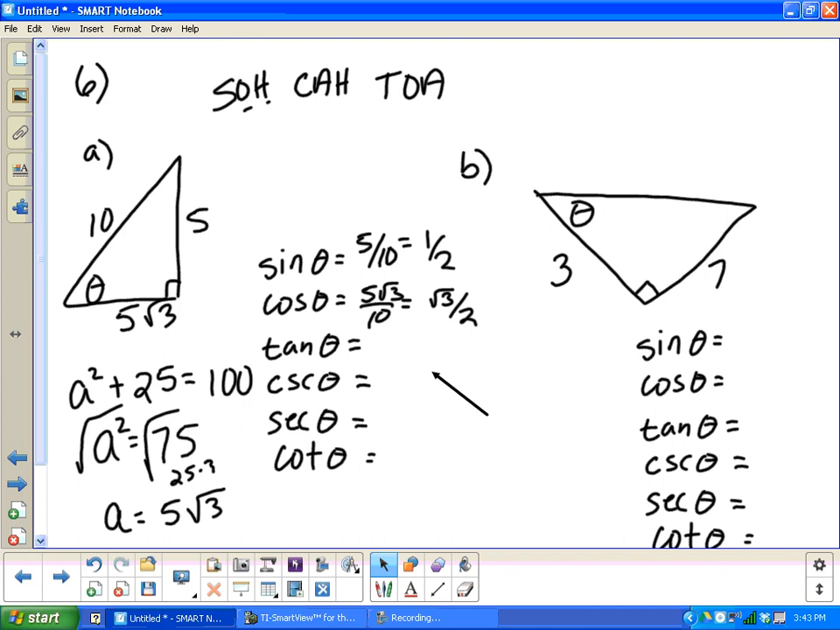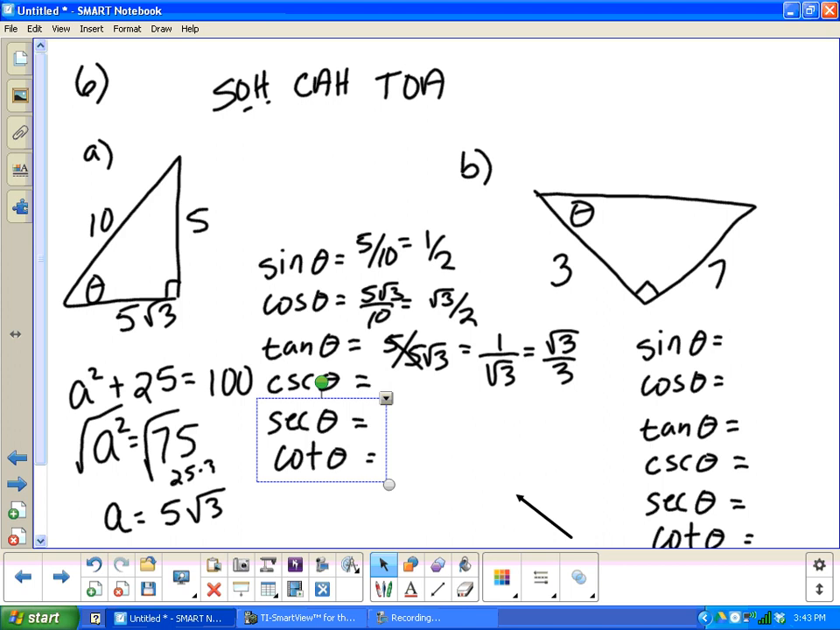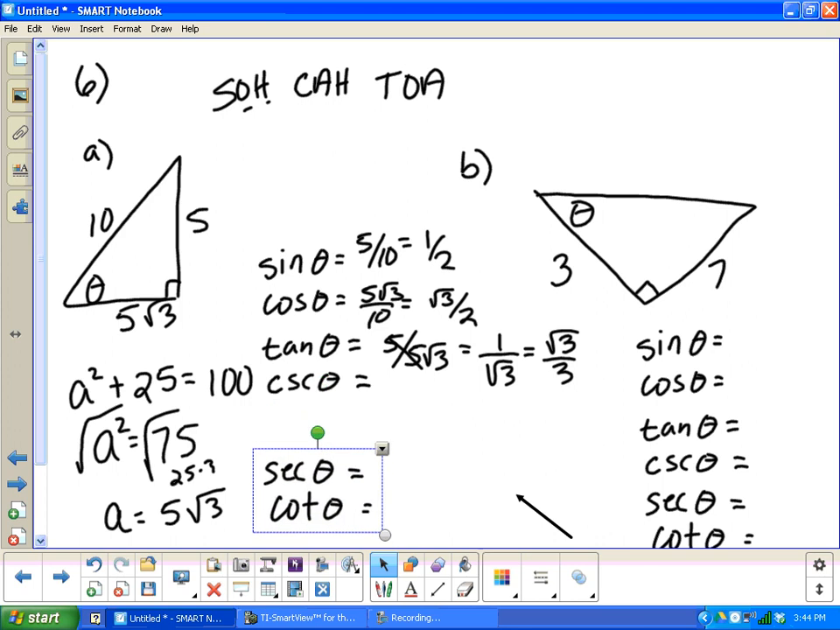And now the tangent for my angle theta there is opposite over adjacent. So that would be 5 over 5 square roots of 3. Those 5s are going to cancel out, so I'm going to get 1 over the square root of 3. I would need to rationalize here, so that would rationalize to the square root of 3 over 3. Now, for the last 3 here, we're just going to do the reciprocals. So cosecant is the reciprocal of sine. Since sine was 1/2, then cosecant is just going to be 2.